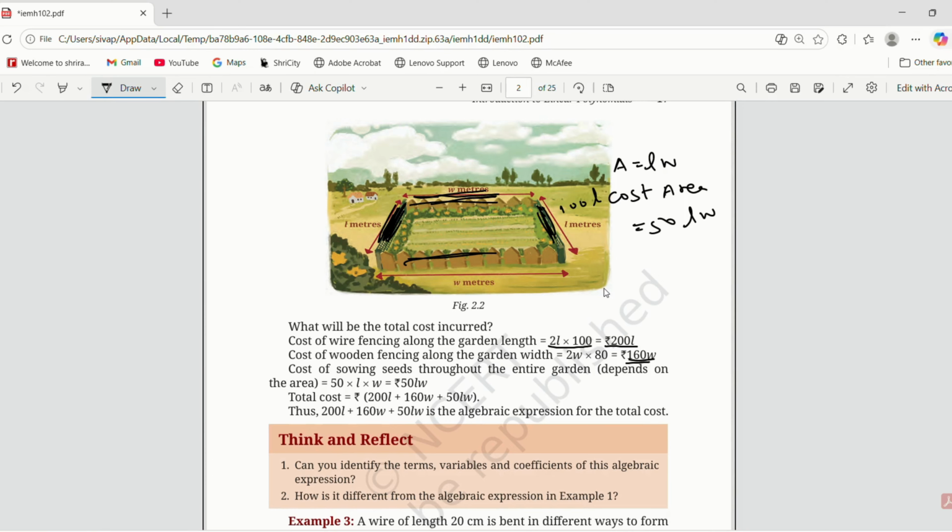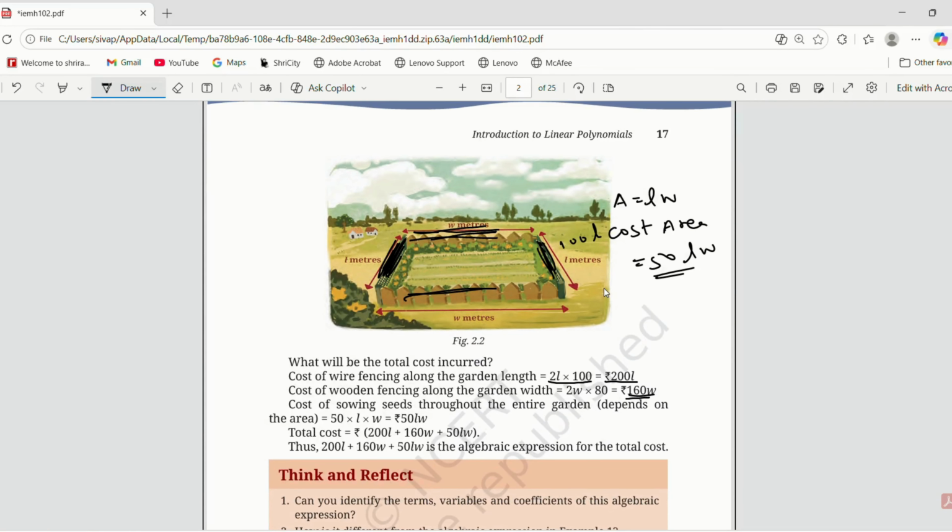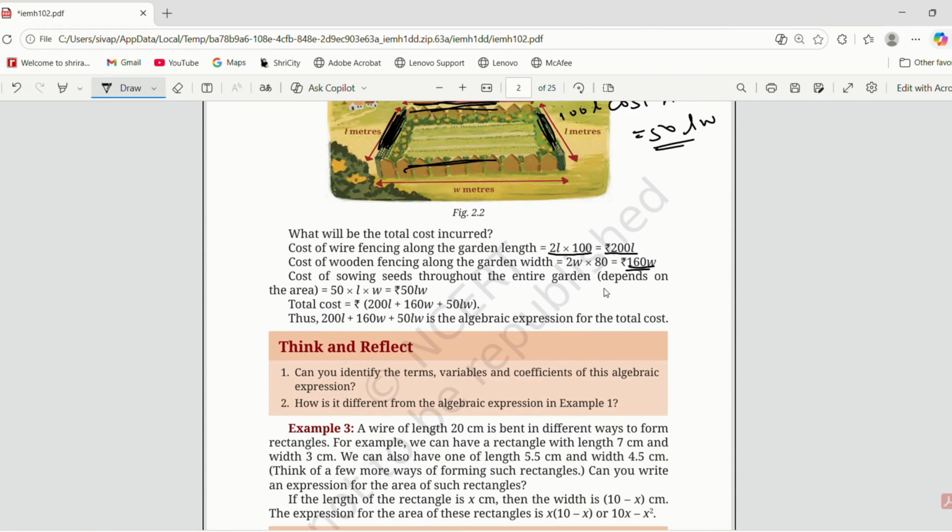Similarly for this area, we know that the cost of the sown seed is 50LW, right? So we have to add this also. So the total cost is 200L plus 160W plus 50LW. So this is an expression which depicts the total cost of the above situation. Now in this case, what they are asking is, can you identify the terms, variables and the coefficients of this algebraic expression? Yes, there are three terms.